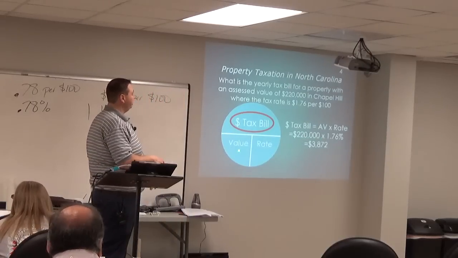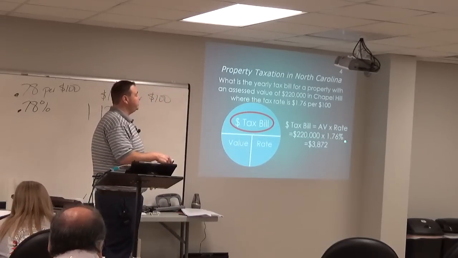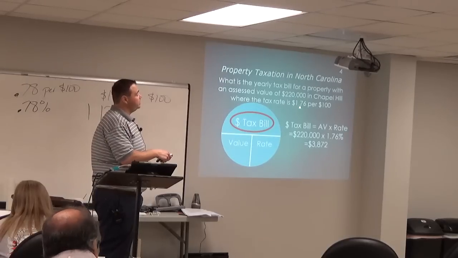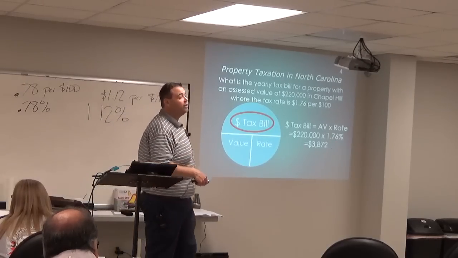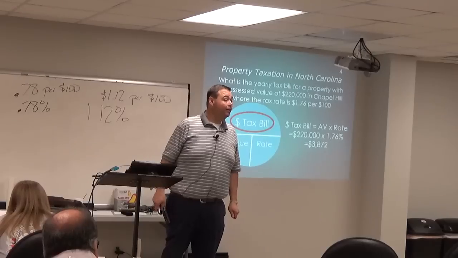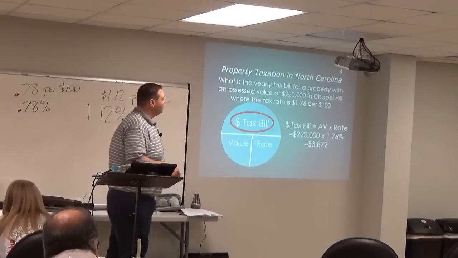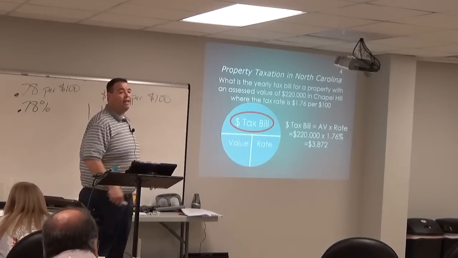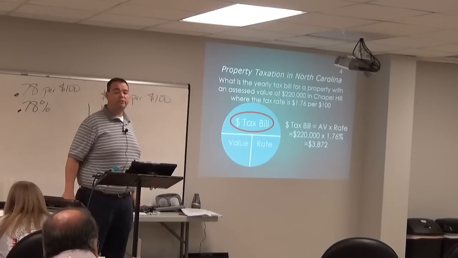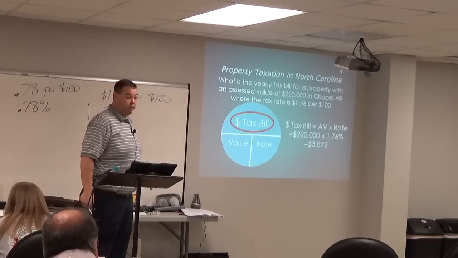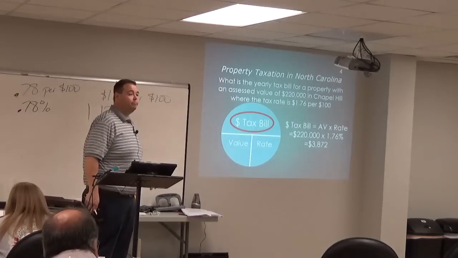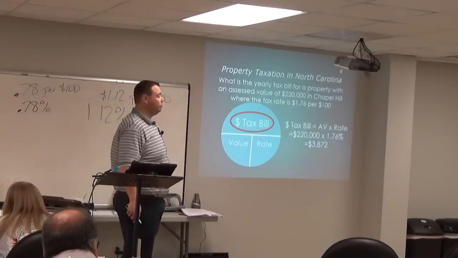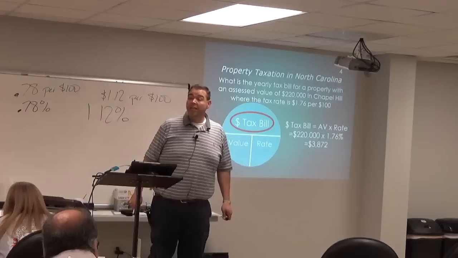So, $220,000 assessed value times 1.76, and it's $1.76 per 100. I'm just going to type that as 1.76% in my calculator, equals an annual tax bill of $3,872. Everybody okay with that number? And where that number comes from? Okay? 220. You ought to check that in your calculator.